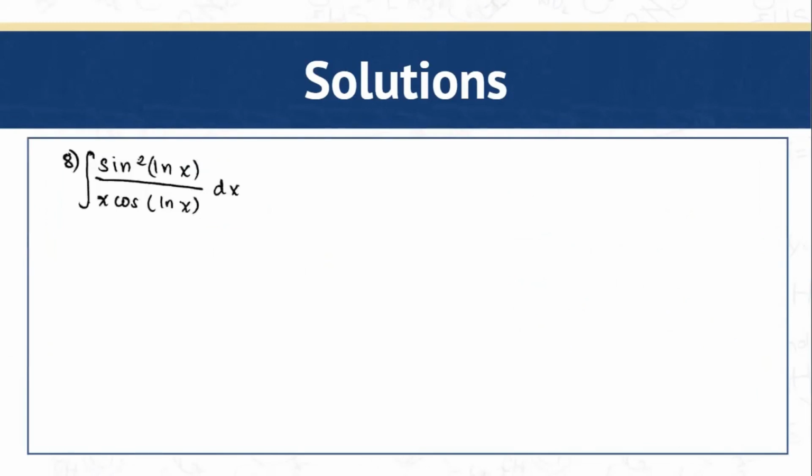Okay, number 8, we are asked to take the integral of sine squared of ln x over x cosine ln x dx. And just by looking at the given, we can probably assume that we should be letting u be equal to ln x, because that part really makes this integral hard to look at. So let's try that. u is equal to ln x. And then based on our derivative rules, du should be equal to 1 over x dx.